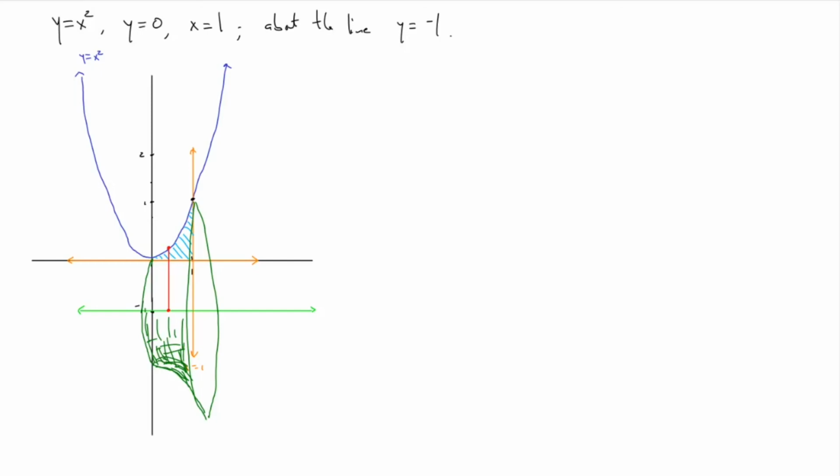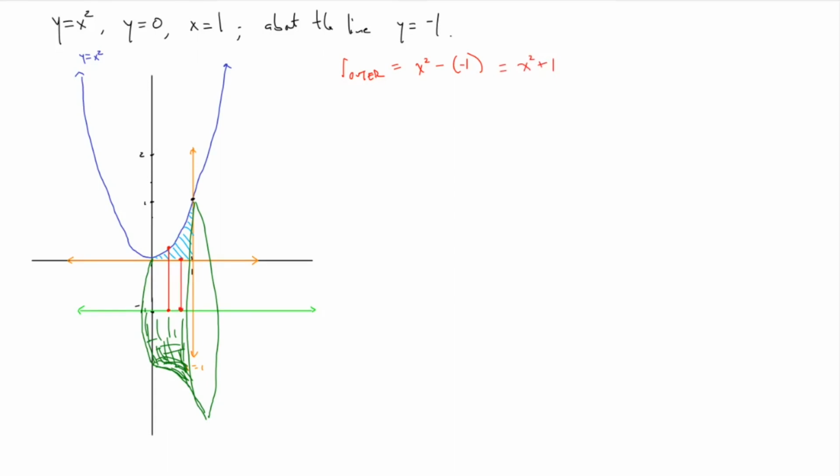And those two endpoints both have the same x value, so to compute the distance, how long that segment is, you subtract their y values. The y value of the top point is x squared, and the y value of the bottom point is -1, and so you get that the outer radius is x squared minus -1, or x squared plus 1.